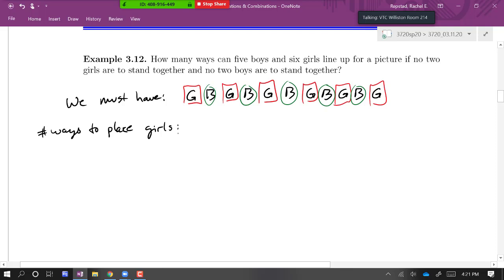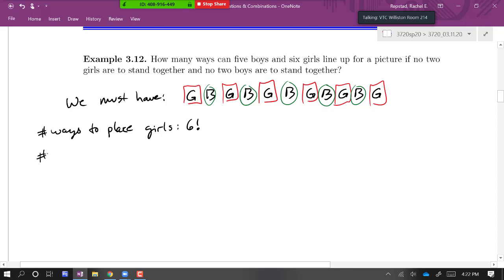I've got 6 spaces and 6 girls. How many ways to pick who goes in the first spot? 6, right? And then once I've placed her, how many choices for who goes in the next spot? 5. Yeah, all the way down to 1, right? Because I'm placing all 6 girls. So the number of ways to place those 6 girls is 6 factorial.